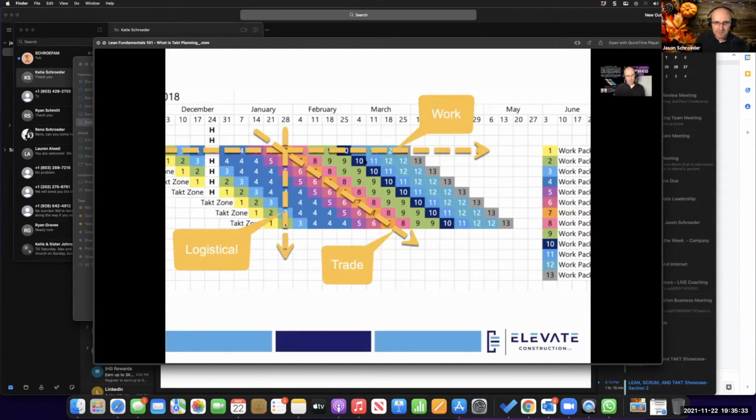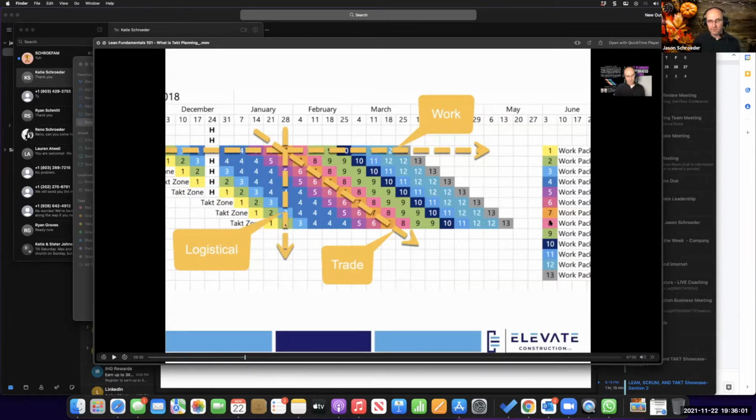And so each one of these little cells here, if you look at this number 8, you can see that Takt zone number 5 for 8 starts on March 4th, because this is a time scale at the top. Each one of these numbers represents the Monday of that week. And so this individual little cell represents the intersection of time and space. And so when you look at that number 8, you come over here to the legend and you can see what work fits in there.